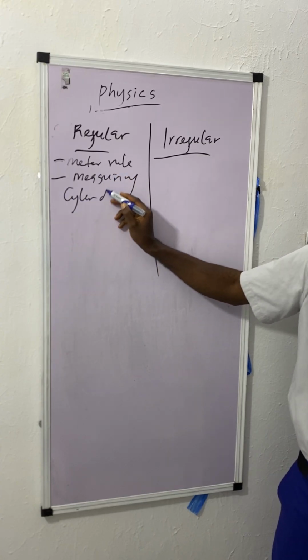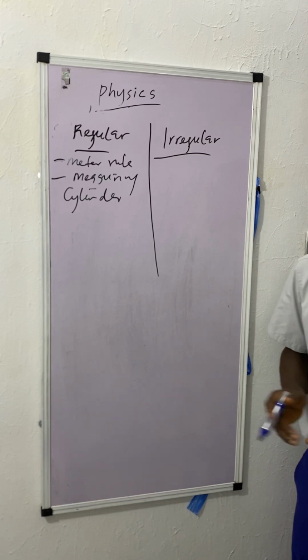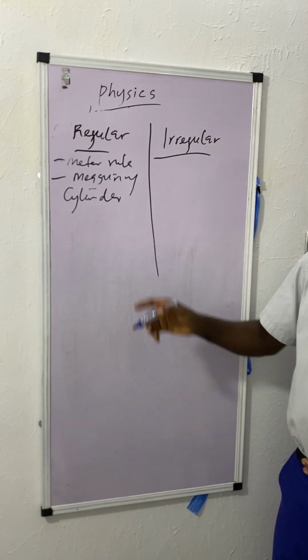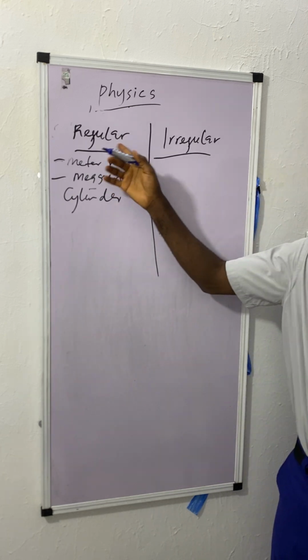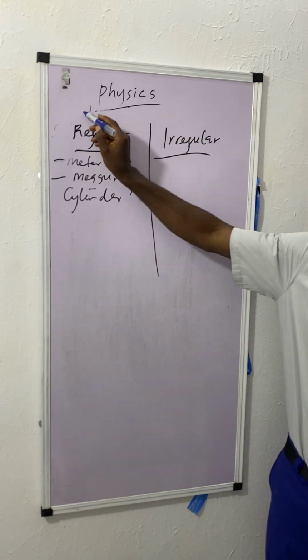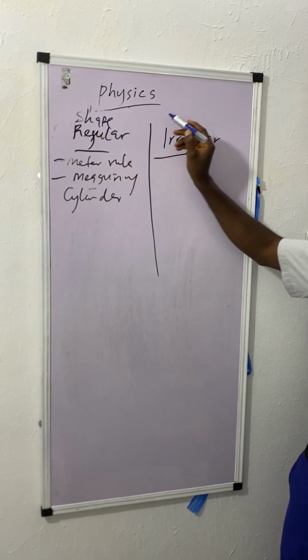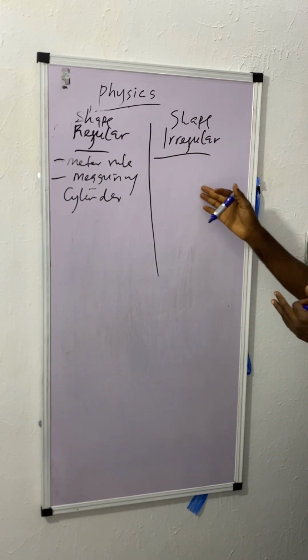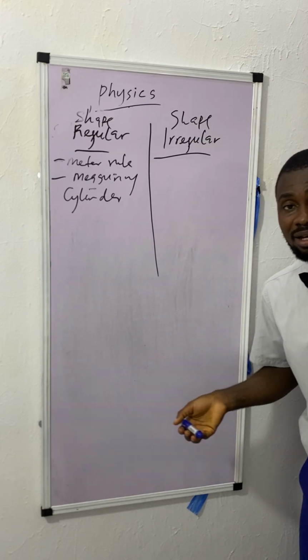Measuring cylinder. Just know that you use the standard unit here. You use the measuring instrument for a regular shaped solid, when the shape of the solid is regular. Let's just put shape here. Shape. Then when we have an irregular shape, the shape is not regular.